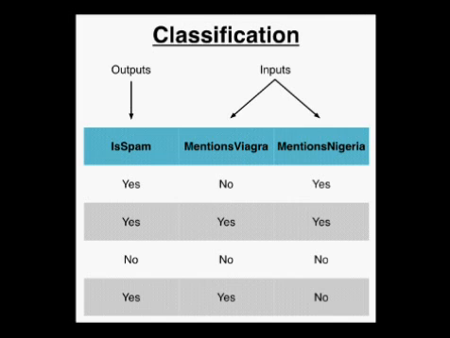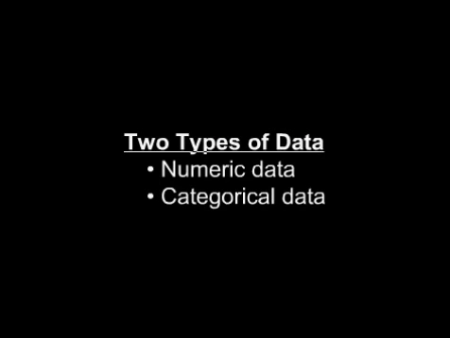Thinking more about this distinction between regression and classification, one thing we can do is split data into two types, numeric data and categorical data. We've already discussed this: 2001 and 2002 we're going to treat in this case as numeric, truly numbers, whereas spam and not spam are things we're going to think of as categorical.